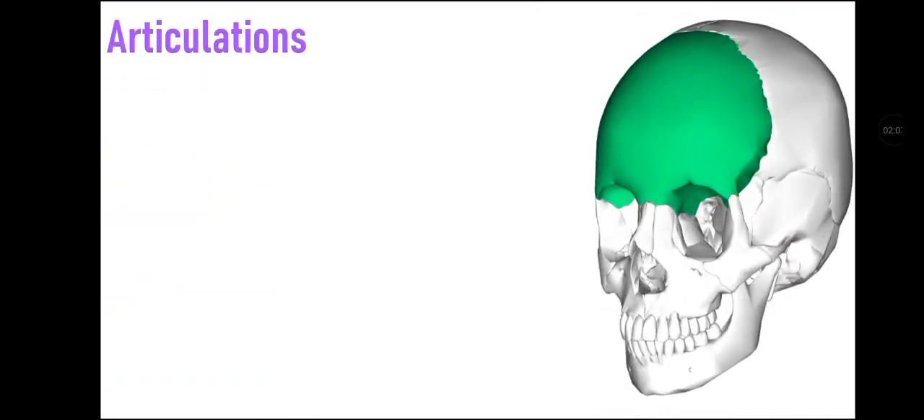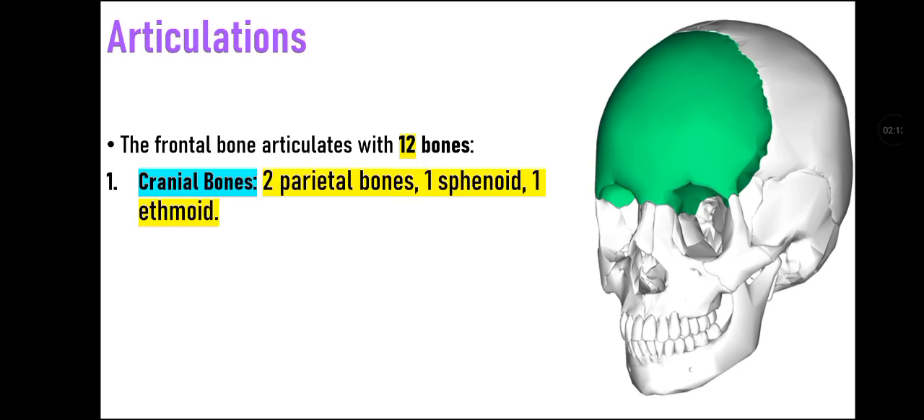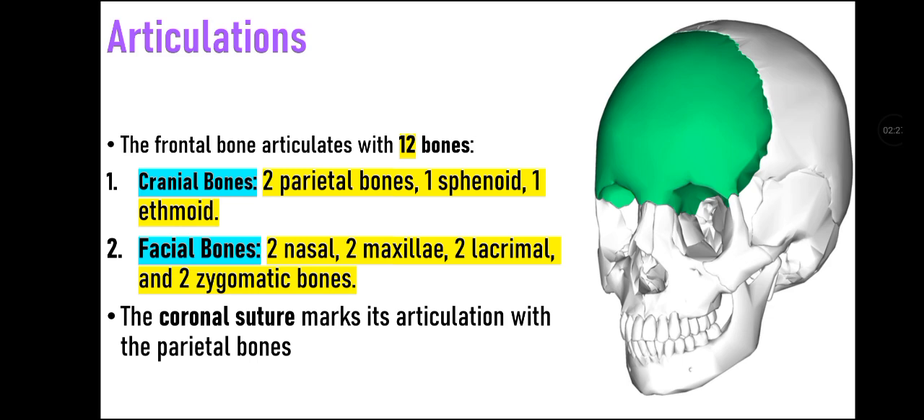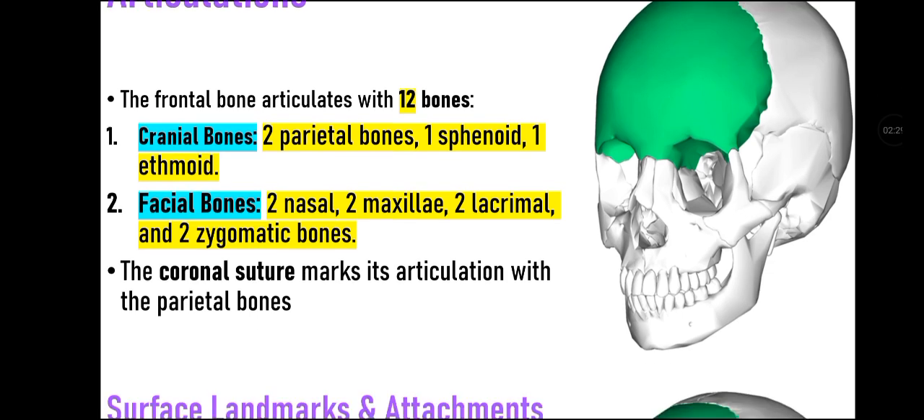Now let's talk about articulation of the frontal bone. The frontal bone articulates with 12 bones. They are cranial bones, in which we have two parietal bones, one sphenoid bone and one ethmoid bone. And then it articulates with the facial bones, in which we have two nasal bones, two maxillae, two lacrimal and two zygomatic bones. The coronal suture marks articulation with the parietal bone.